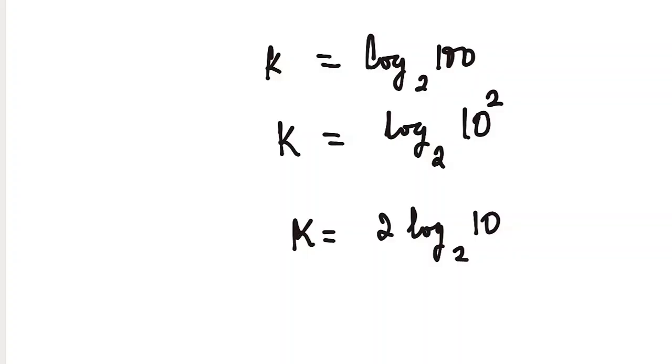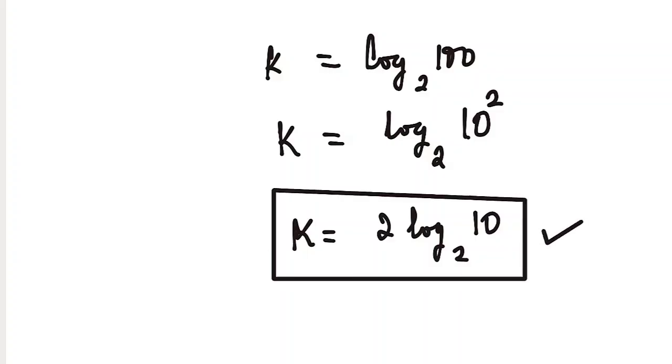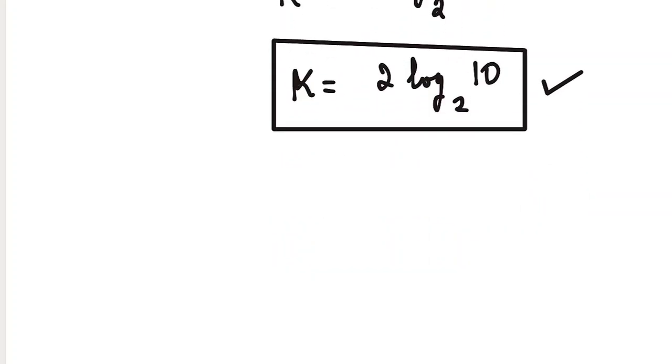Understood? So we can have k approximately... let me just leave it that way. We have k because that's the accurate value. So we have k here to be 2 log base 2 of 10. I mean, 2 log 10 base 2. And that's the solution.